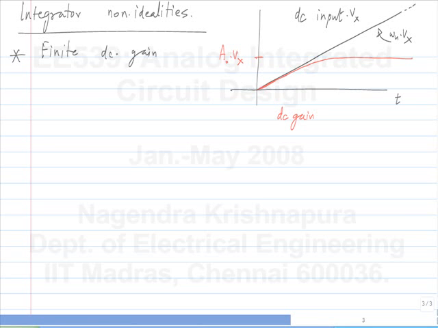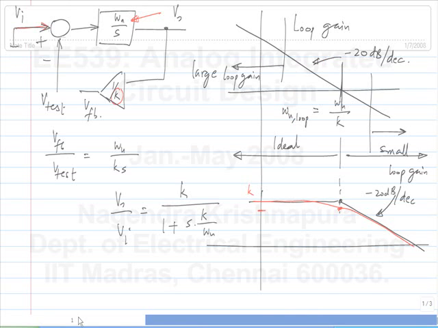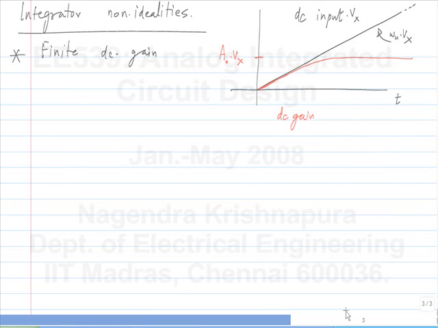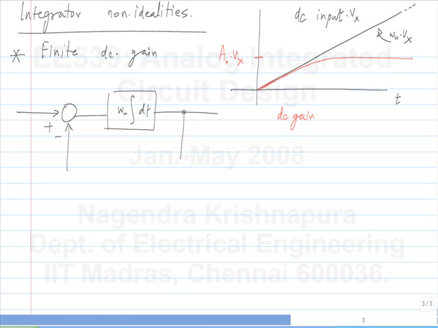What's that? There will be an error. That's correct. So, again, if we go back to our basic reasoning, we said that we drive the output with an integrator, and what it integrates is the difference between the input and the scaled value of the output. Okay.